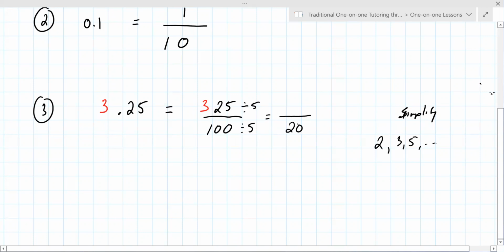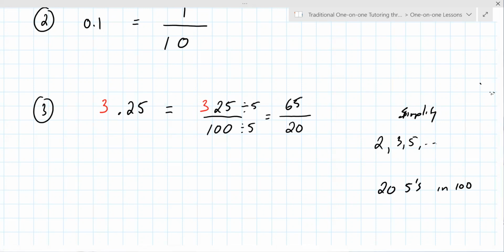Now, depending on your comfort level, you might remember that there are 5 20s in 100. So that means in 300, I'm sorry, I wrote this backwards. There are 25s in 100. So that means in 300 there would be 60. And then in the 25 there's 5. These are just shortcuts to help you move through these problems a bit faster.